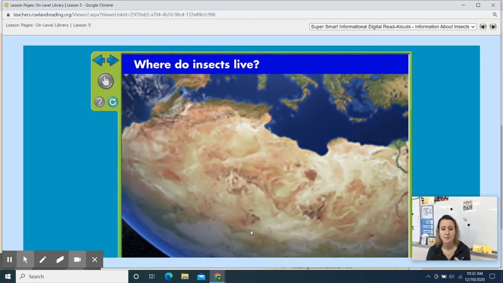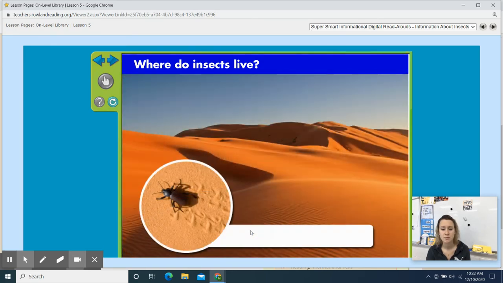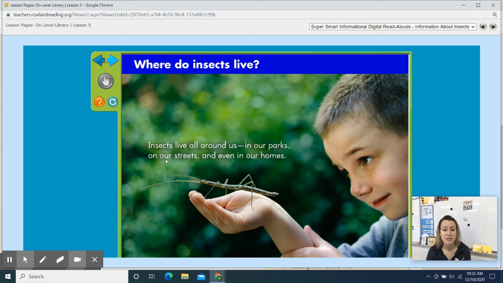This looks like Africa. Some insects, like this stink bug, can live in the desert where it is very hot and dry. So yeah, this must be in Africa. So bugs can live where it's super duper cold and where it's super duper hot and there's no water. God made them in amazing ways.